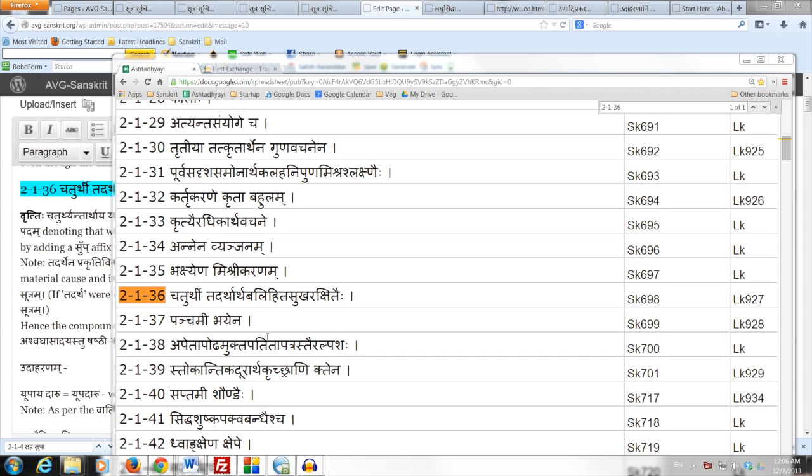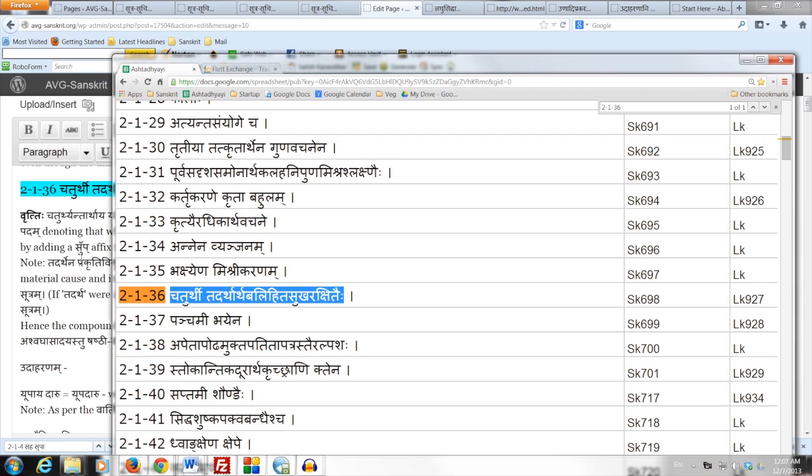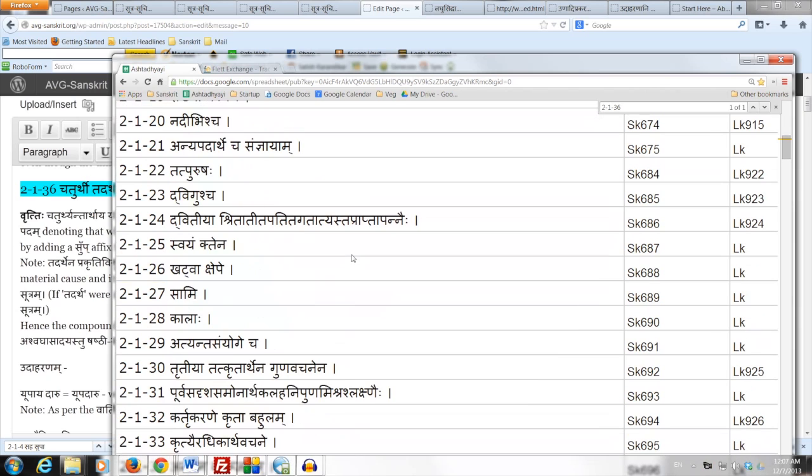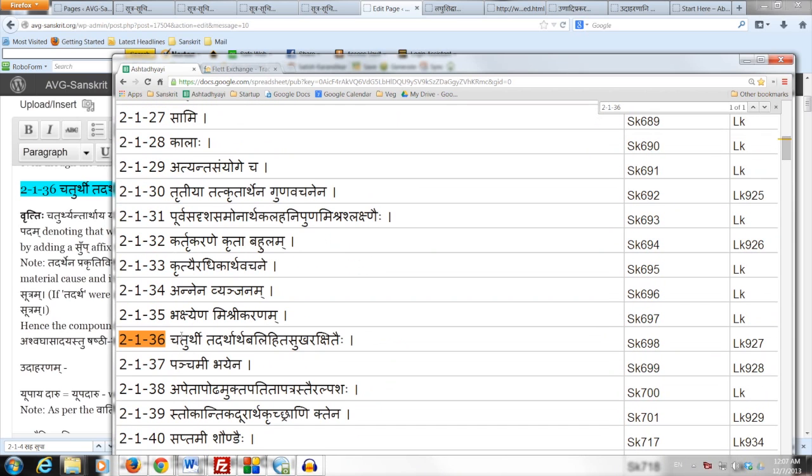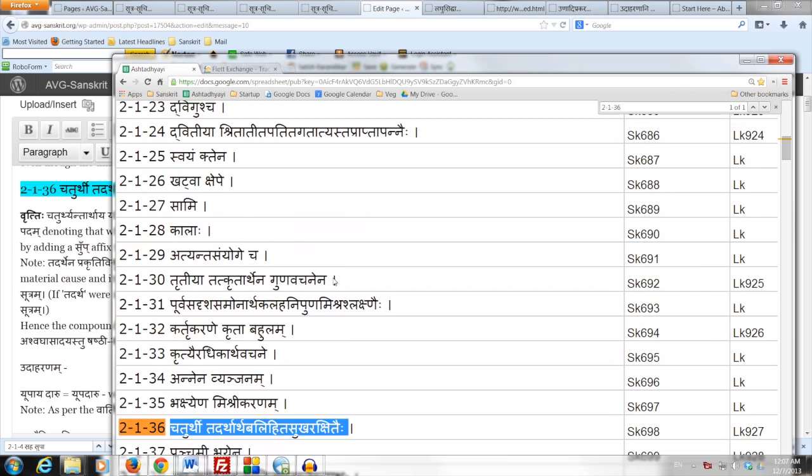Let us now take the sutram which prescribes a chaturthi samasaha. Sutram here is 2136. It reads chaturthi tadarthartha bali hita sukha rakshitaihi. We are of course in the adhikara of Tatpurushaha, which runs from 2122 down to 2222. So the compound prescribed by this sutram gets the designation Tatpurushaha.